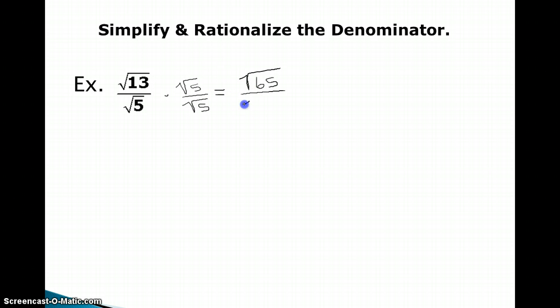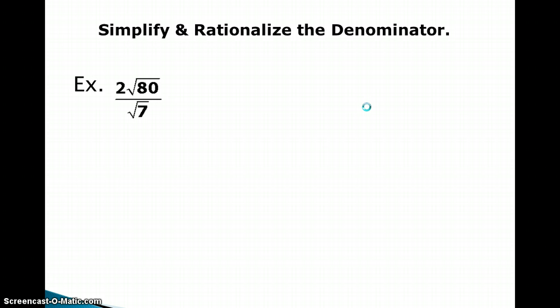The denominator, the square root of 5 times the square root of 5, will be the square root of 25. And in my final step, I can simplify. I'll have the square root of 65 in the numerator and simply 5 in that denominator. The square root of 25 is just 5. One more example.